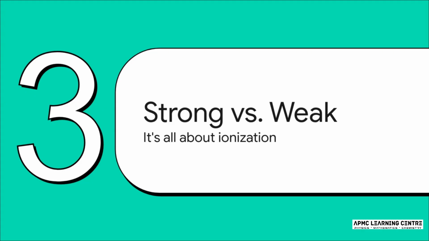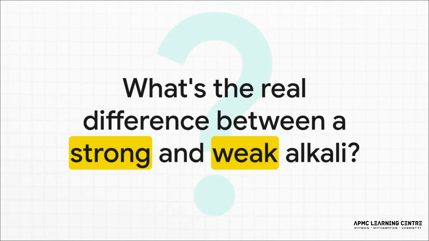Okay, now we're getting to the absolute heart of this topic. We know what an alkali is. But what's the deal with calling one strong and another one weak? This right here is a classic exam question, so listen up. The answer has nothing to do with how dangerous or corrosive it is. It all comes down to a single chemical process called ionization.